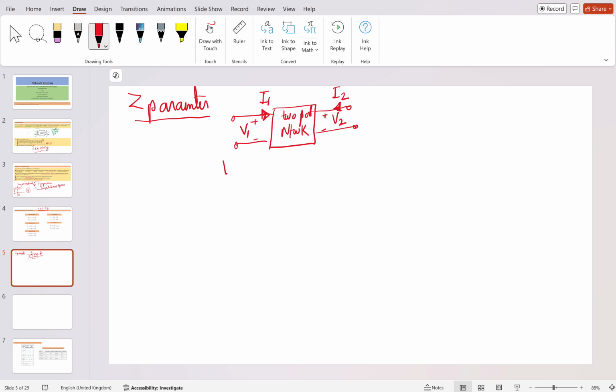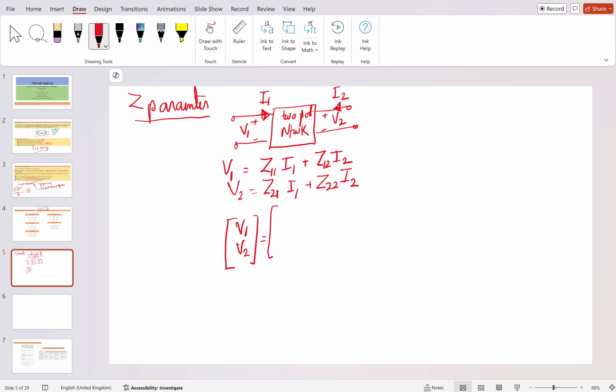So how to represent it? In these cases, V1 will be equal to Z11 I1 plus Z12 I2. V2 is equal to Z21 I1 plus Z22 I2. If you want to write it in matrix form, V1 V2 is equal to Z11 Z12 Z21 Z22 times I1 and I2.